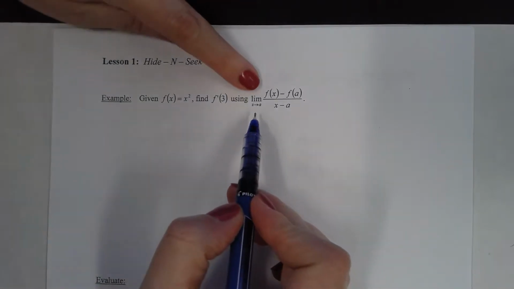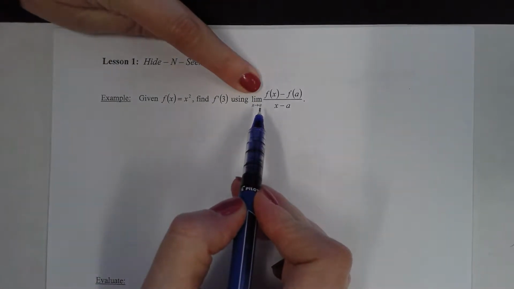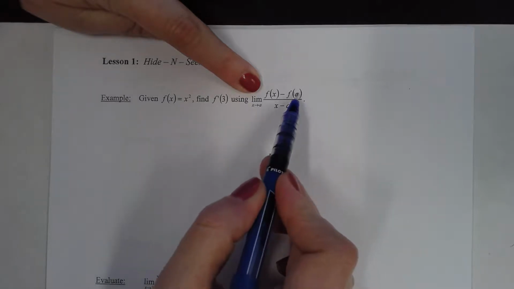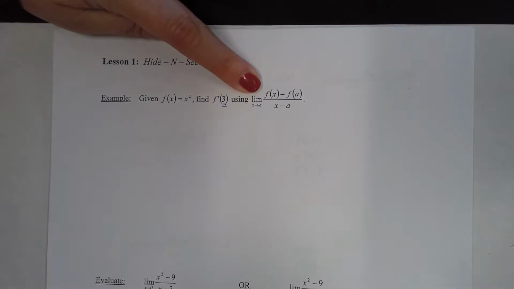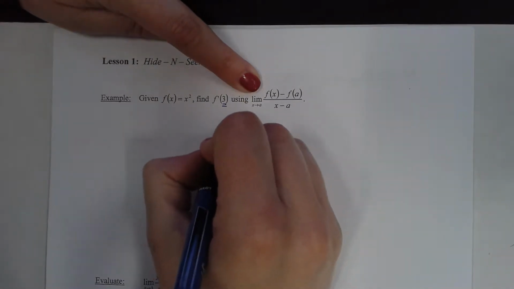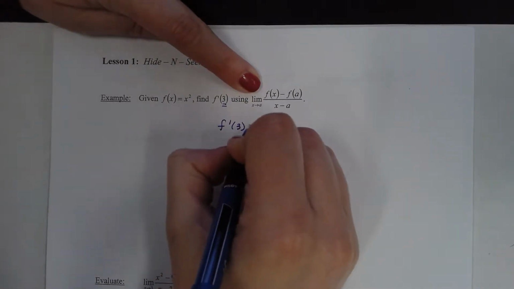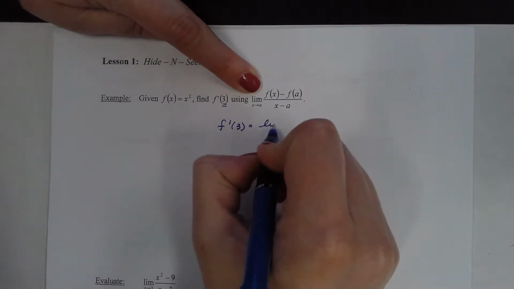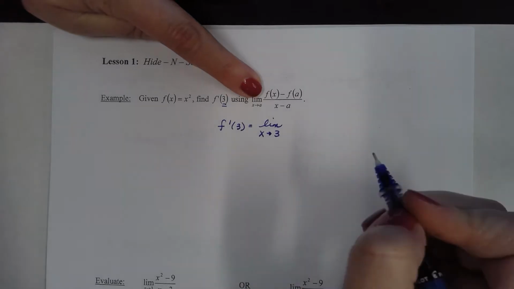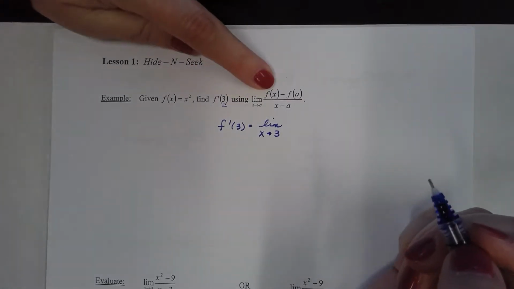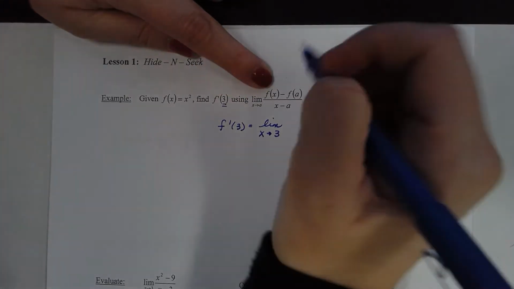Okay, so if you recall, a is your specific point. So for every place you see an a, you're going to be filling in 3, because that's what we want, the derivative at 3. So f prime of 3 is equal to the limit as x approaches 3, because that's my specific point. Now my fraction, it says f of x. Well, what is f of x?